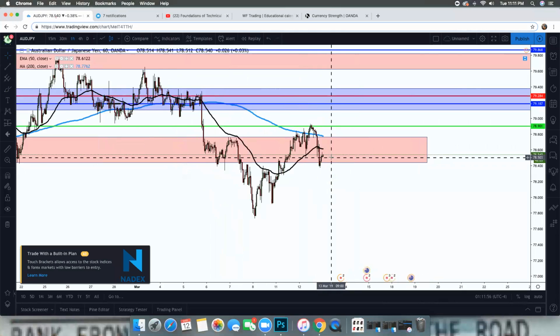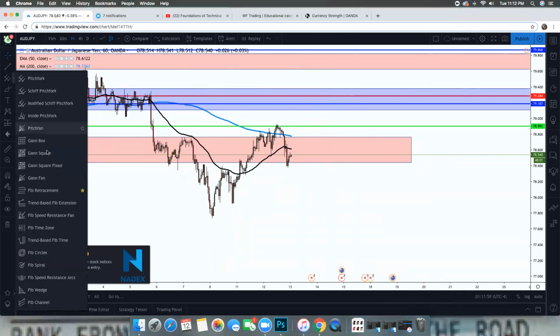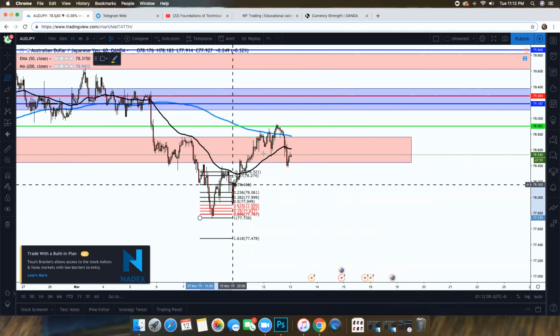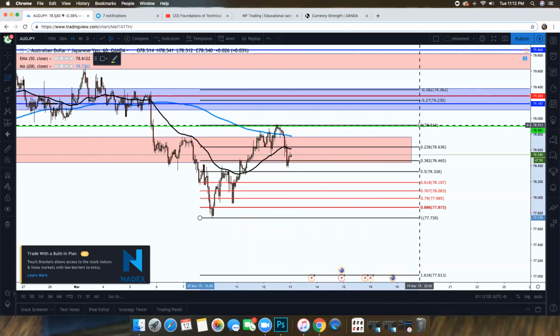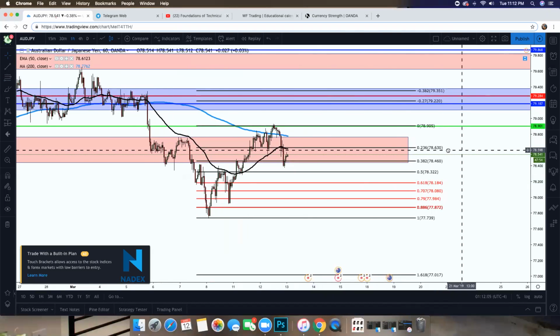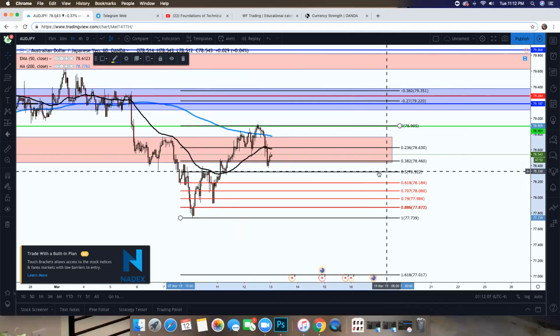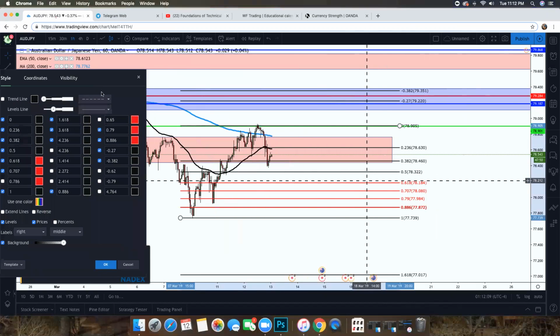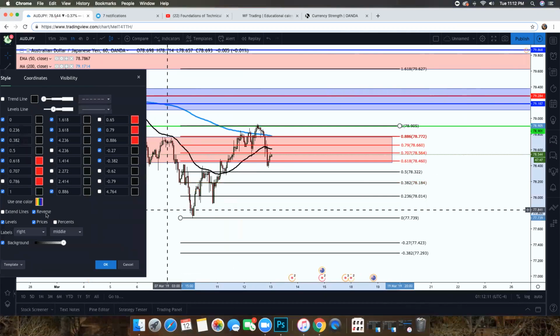Delete that. Let me throw a new fib up. And for this fib, we'll draw a bottom on the top because we're looking for the up move.